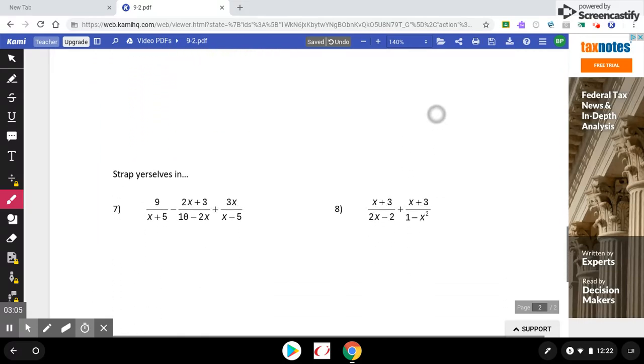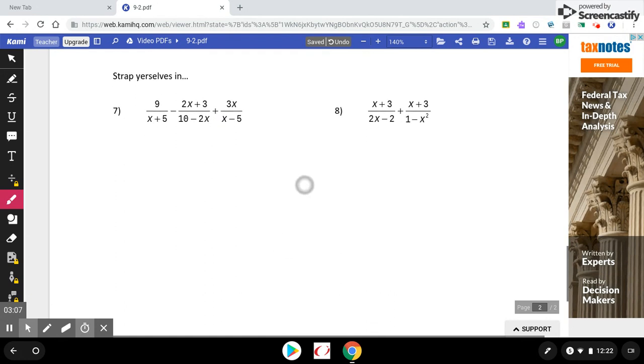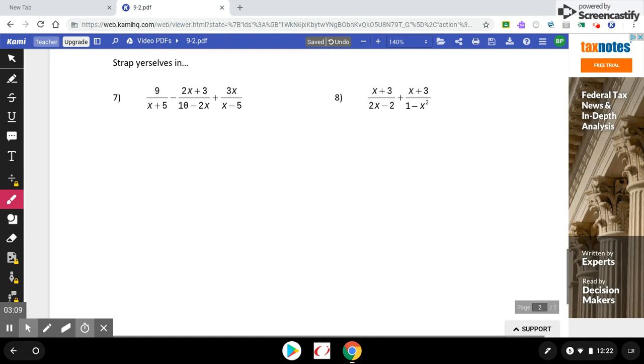Uh-oh. Check this out. Strap yourselves in. Head-on collision coming your way. All right, so these are going to be nasty. Well, let's give them a shot. 3 fractions. Same deal. I got to do GCFs. The middle fraction has a GCF of 2. That would leave me with a 5 and a minus x.